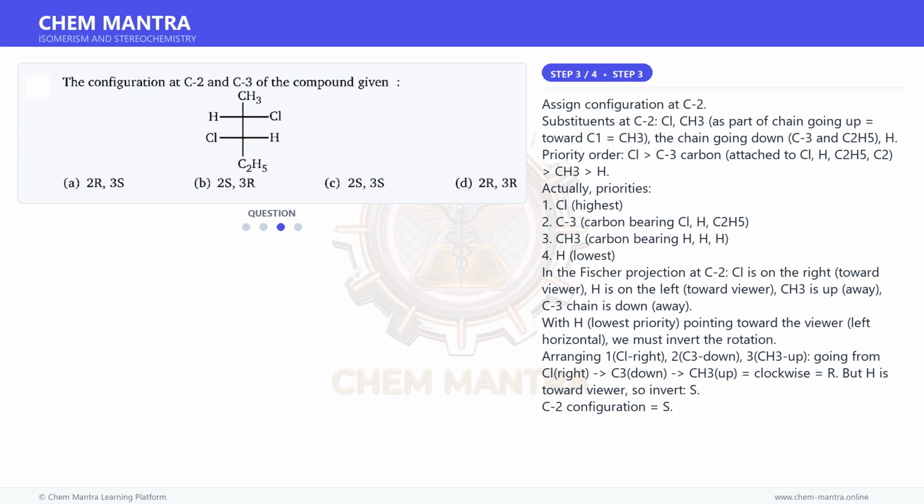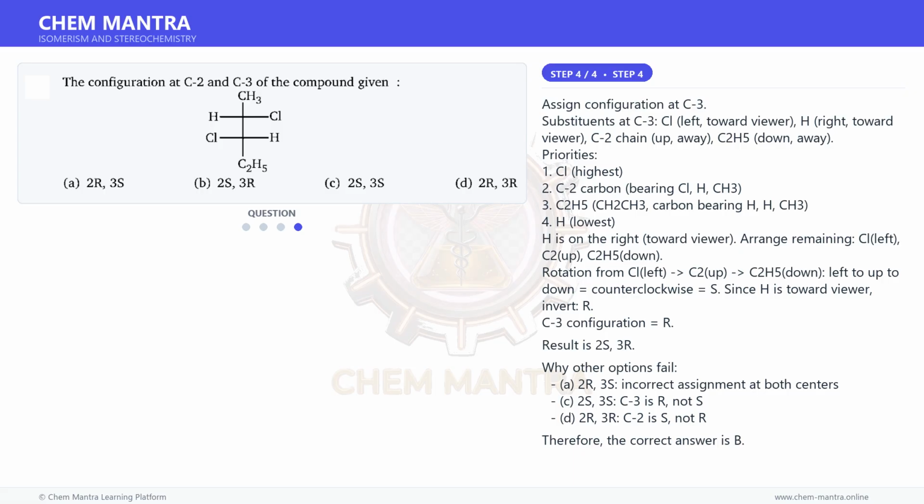4. H, lowest. In the Fischer projection at C2, Cl is on the right, toward viewer, H is on the left, toward viewer, CH3 is up, away, C3 chain is down, away. With H, lowest priority, pointing toward the viewer, left horizontal, we must invert the rotation. Arranging: 1, Cl right; 2, C3 down; 3, CH3 up. Going from Cl right, C3 down, CH3 up is clockwise, equal to R. But H is toward viewer, so invert, so C2 configuration is S.